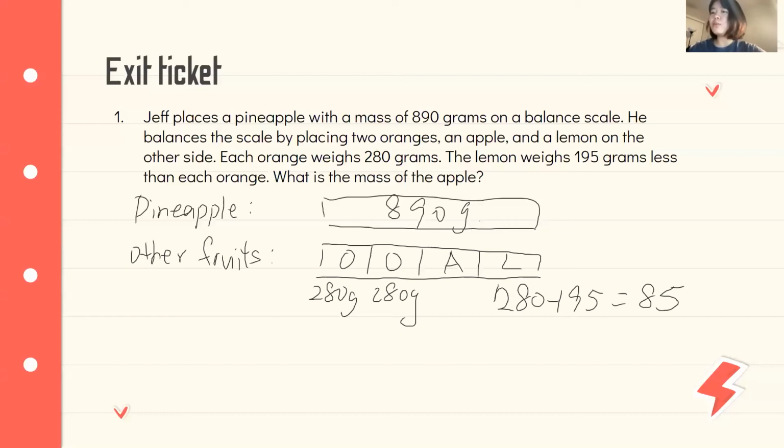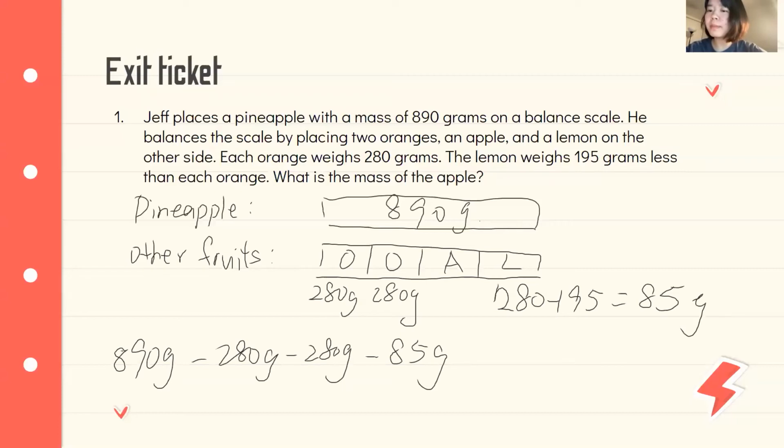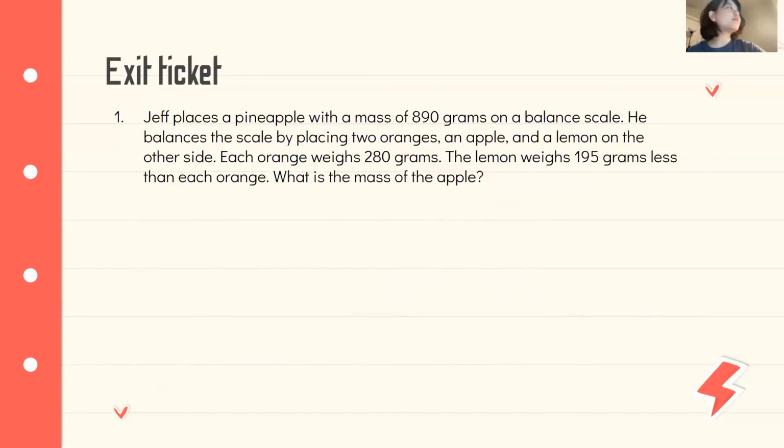And to find out the mass of the apple, we have to use the total amount, which is 890 grams minus 280 grams, minus 280 grams, and minus 85 grams. And that gives us 245 grams, which is the apple's mass. Okay, so this is for the first question.